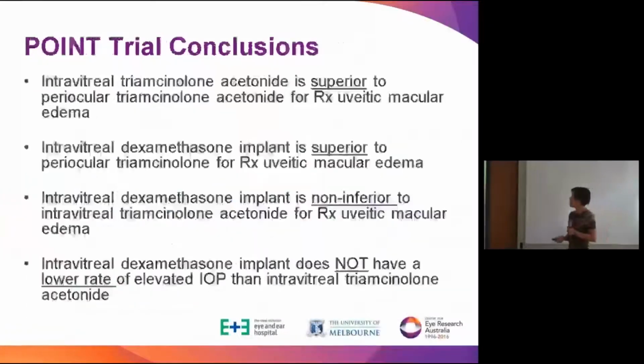So the conclusions: intravitreal triamcinolone and dexamethasone are superior to periocular triamcinolone with regards to degree of reductions in central macular thickness and degree of visual acuity gains. But there was no difference in the rate of intraocular pressure rises between intravitreal triamcinolone and the Ozurdex implant. Absolutely no difference. This is quite contrary to all of the retrospective data, where a lot of our colleagues around the world have been promoting Ozurdex as being the safer implant with regards to intraocular pressure rise.